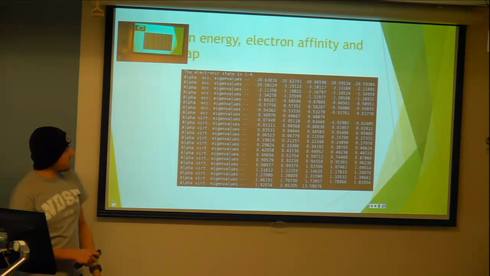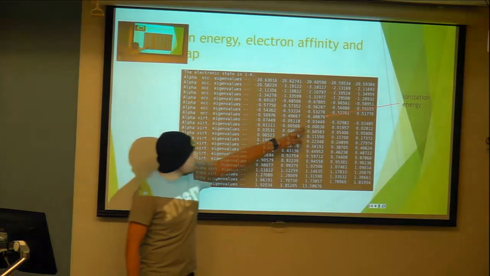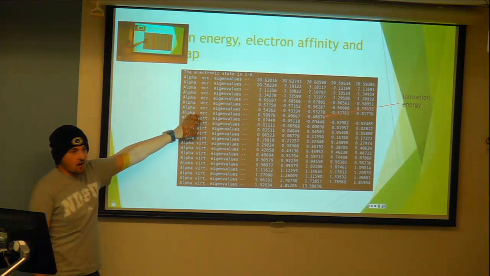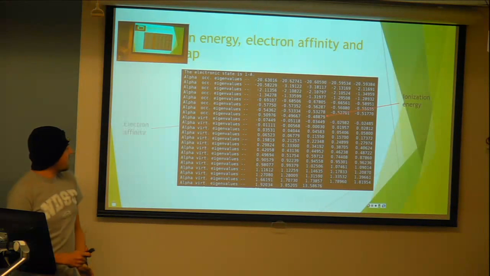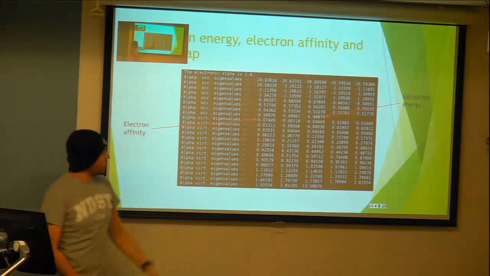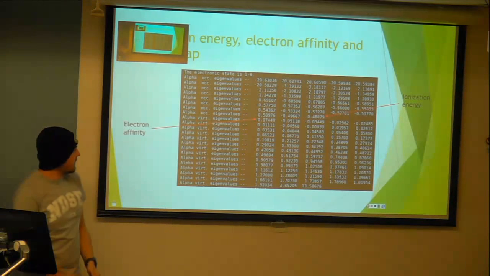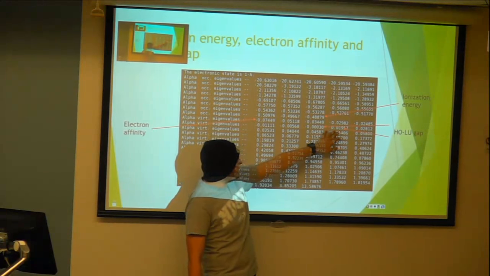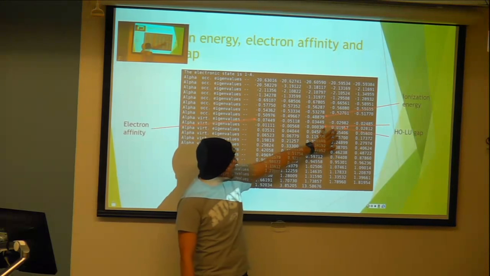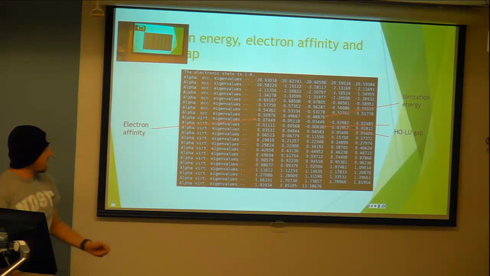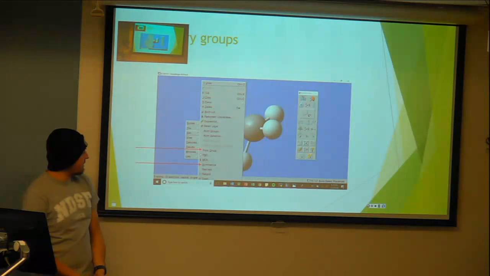The first one I will show you is the ionization energy, which is this value right here. This is the top one of our occupied orbitals. And then we have our electron affinity number right here. That's the first one of our virtual energies. And then we have our HOMO-LUMO gap, which is the difference between the last of the negative values and the first of the positive values of all these energies. And those are our three main things.